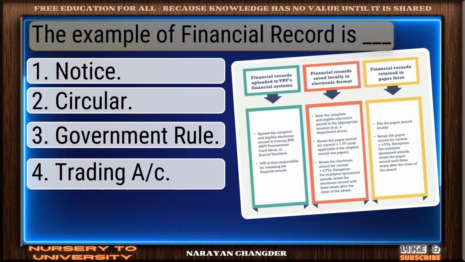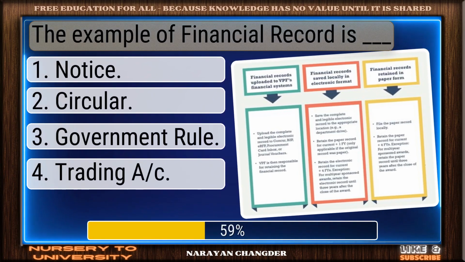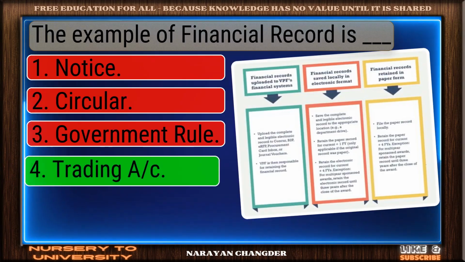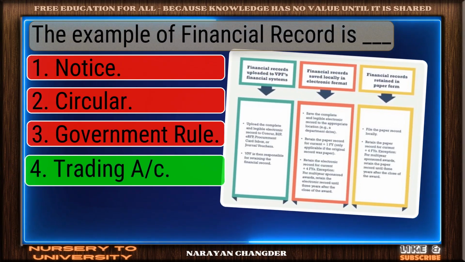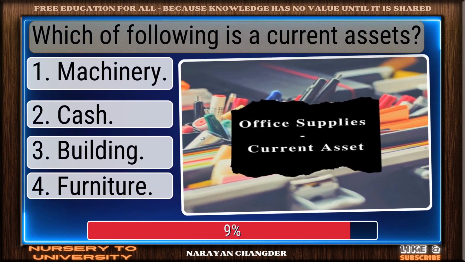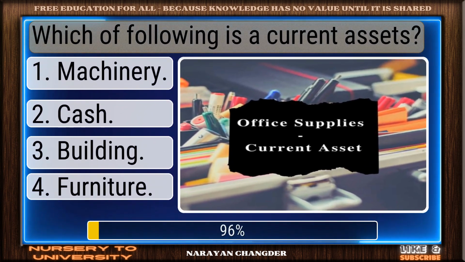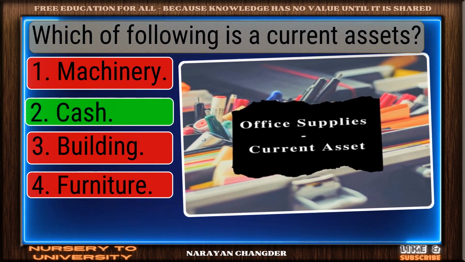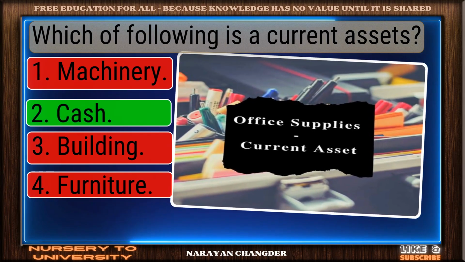The example of financial record is dash. Well reasoned. Trading account is the correct choice. Which of the following is a current asset? Great job. Cash is the accurate answer.